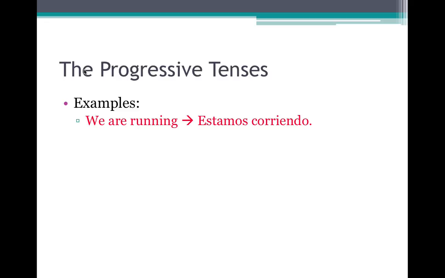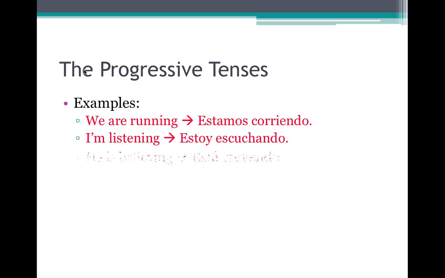The verb is correr. You drop the ER ending and add yendo. All right? Ejemplo dos. I'm listening. Estoy escuchando. And he is believing. The verb creer. Its stem is CRE. So when we add the yendo, the I changes to a Y. Está creyendo.